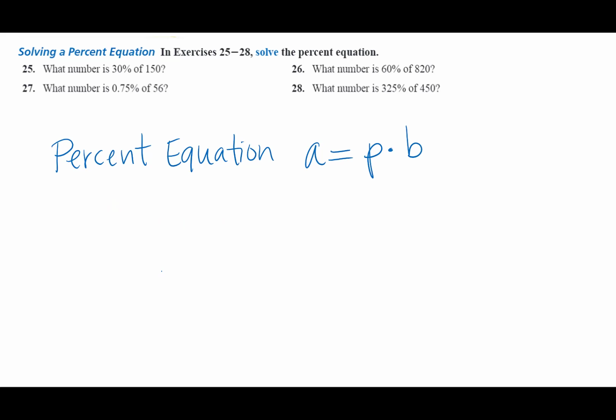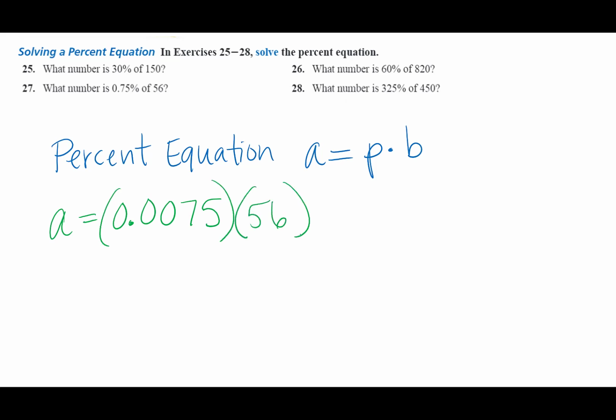Going straight down to 27, what number is 0.75% of 56? We're going to set it up the same way. A is what we're looking for, and pay close attention here. How do you think we're going to change a decimal percent to a full-blown decimal? We're still going to move the decimal 2 places over, so it will be 0.0075 times our whole, which is 56, and when you multiply those two numbers together, you'll get the decimal 0.42. The reason this decimal is so small is because we're taking such a small percentage of 56.